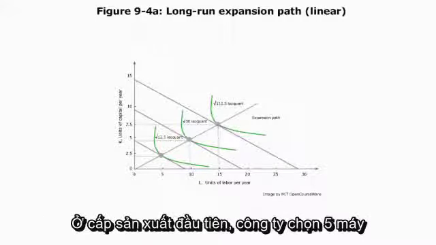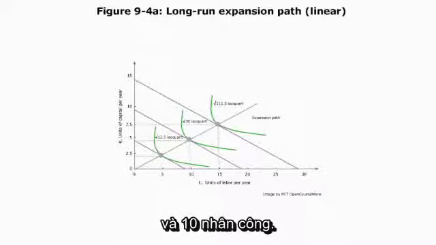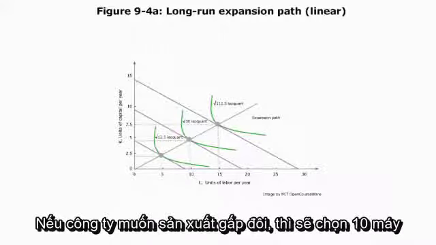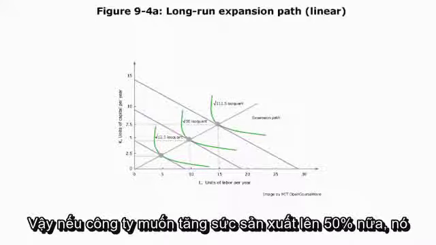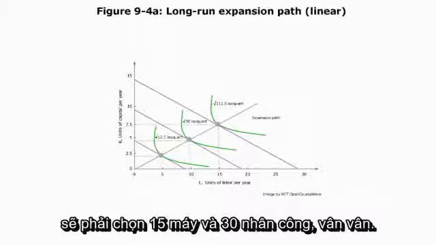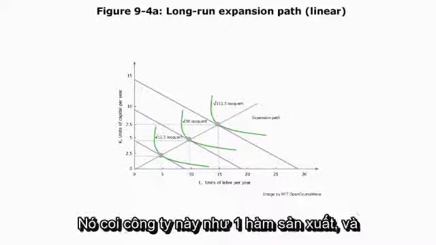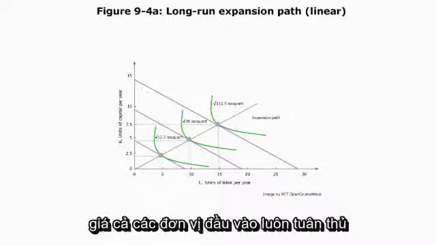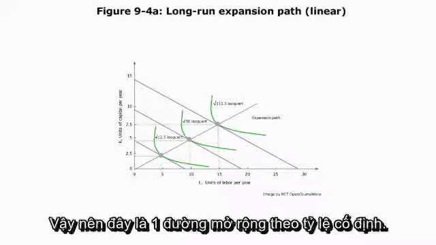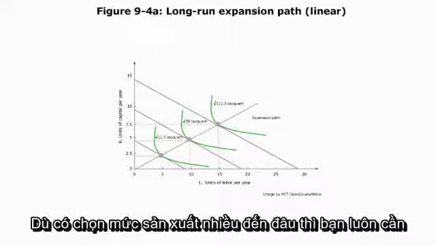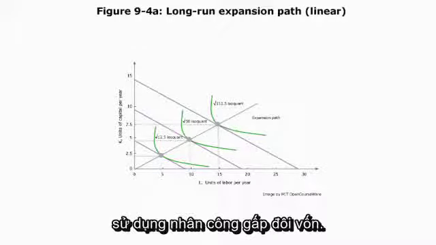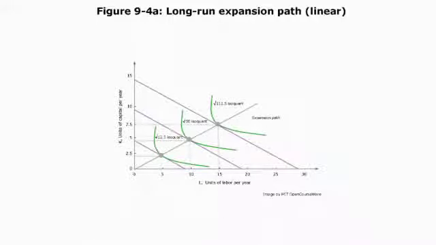For the first level of production, it chooses 5 machines and 10 workers. Then if it wants to double production, it chooses 10 machines and 20 workers. If it wants to increase production by another 50%, it chooses 15 machines and 30 workers, and so on. This is a linear expansion path. This firm has a production function and prices such that they always want to use inputs in fixed proportions. So it'll be a fixed proportion expansion path. No matter how much you choose to produce, you always want to use twice as much labor as capital. However, that doesn't have to be the case.